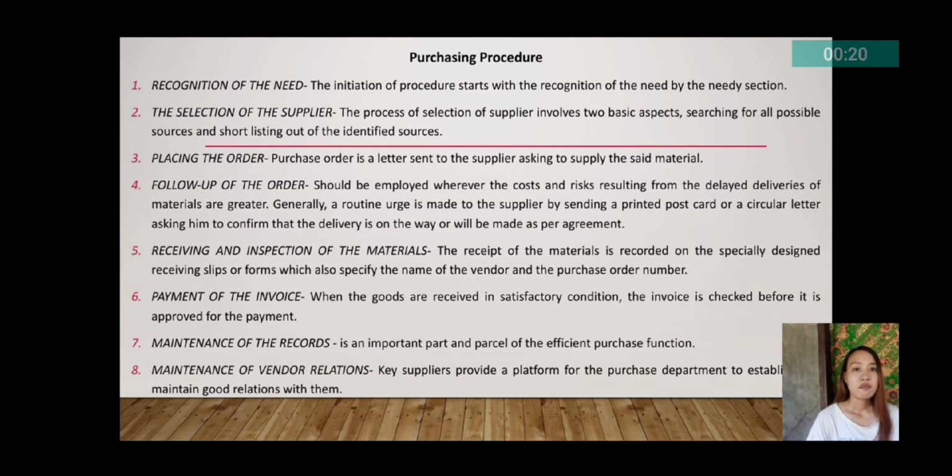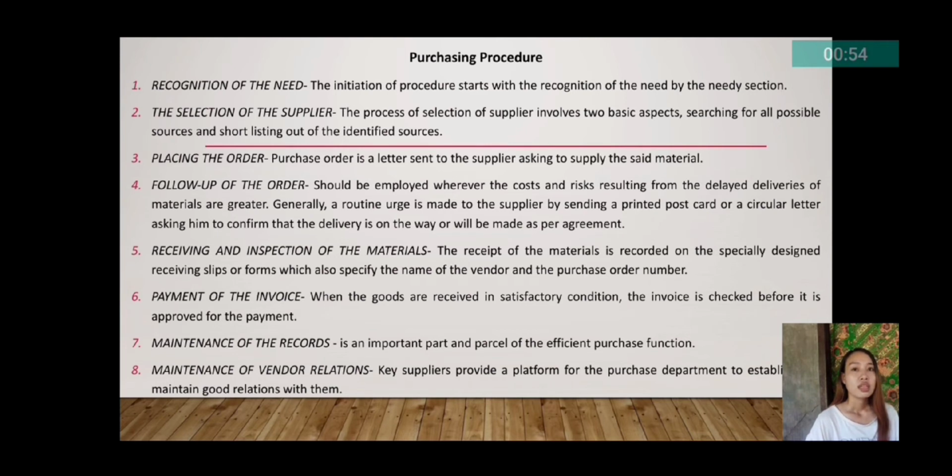Selection of the supplier. The process of selection of the supplier involves two basic aspects: searching for the possible sources and shortlisting out of the identified sources. So, there are two basic things to identify: searching for all possible sources and shortlisting the identified sources.